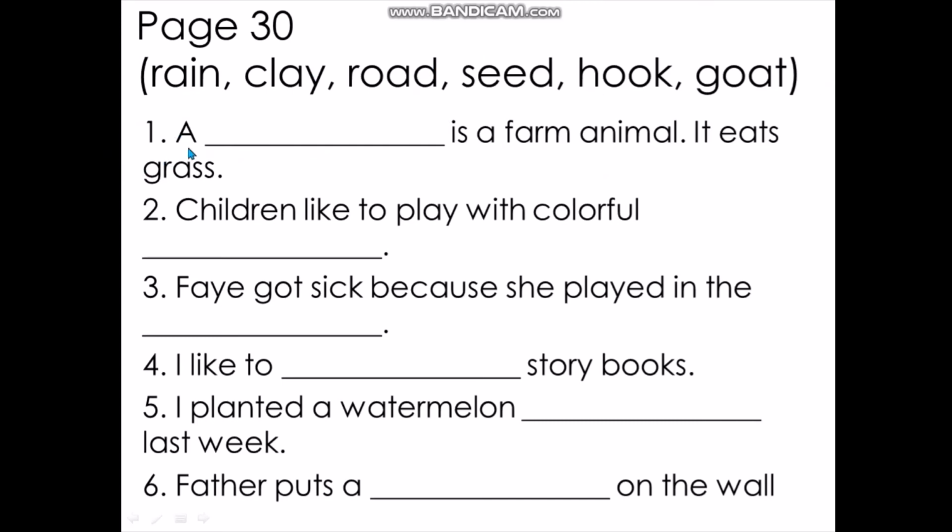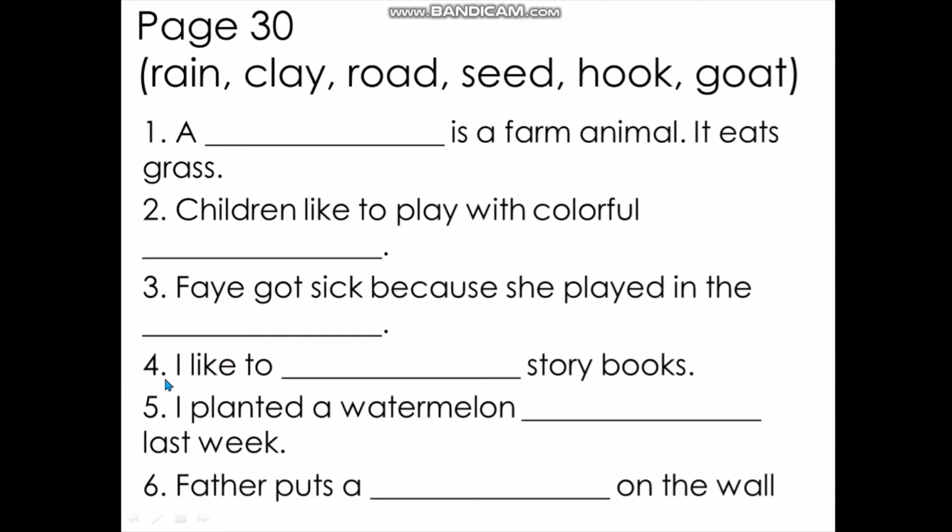Okay? For number 1, a blank is a farm animal. So what is it? A rain, clay, road, seed, hook, or goat? It eats grass. That's for number 1. Answers only. Number 2, children like to play with colorful blank. Rain, clay, road, seed, hook, goat. Number 3, Faye got sick because she played in the blank. Rain, clay, road, seed, hook, goat.